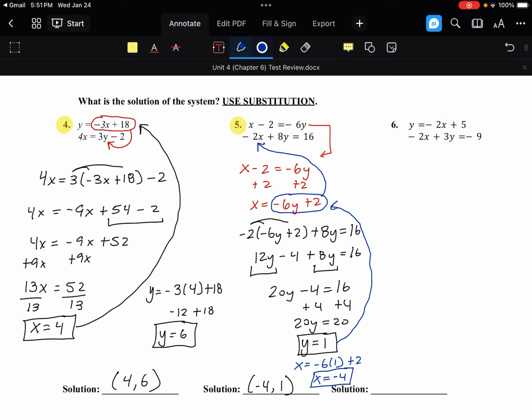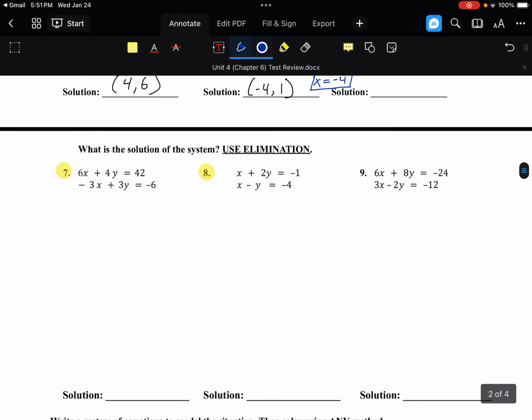And in this case, this is solving by substitution. So we should be okay here. I'm going to leave number 6 for you to try on your own. In this case, it is already solved for y in the first equation, so you're substituting y into the next. All right, let's look at the next set.